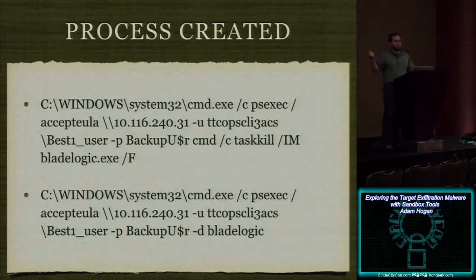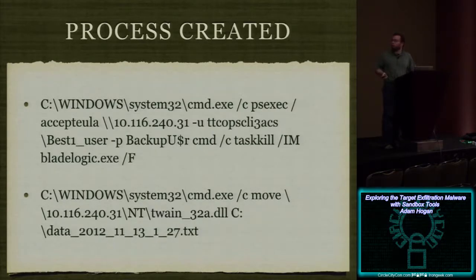Let's make sure our exfiltration process is constantly running. And then it does that periodically, and then we see it actually trying to move another file. So it's looking to reach out here, reaching out to the cache register, and it's looking for this file here, Twain_32A DLL.